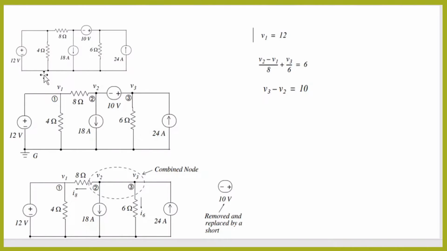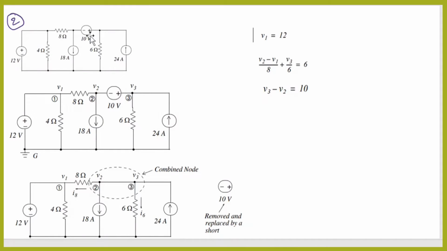So the second problem which we want to solve is nodal analysis with some super node. So how to solve this?